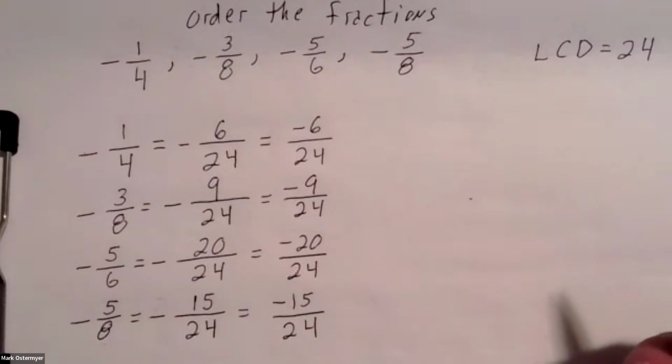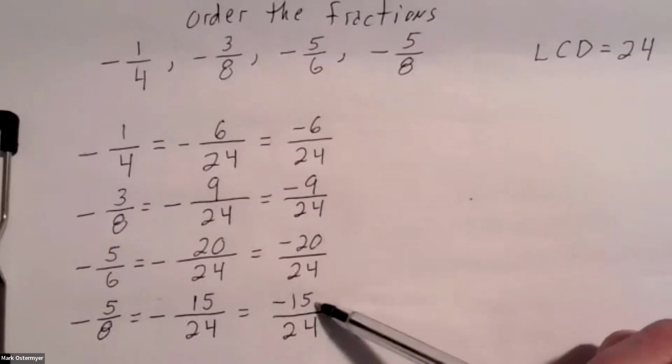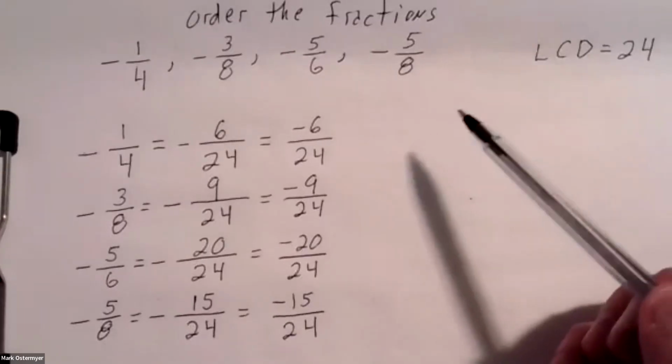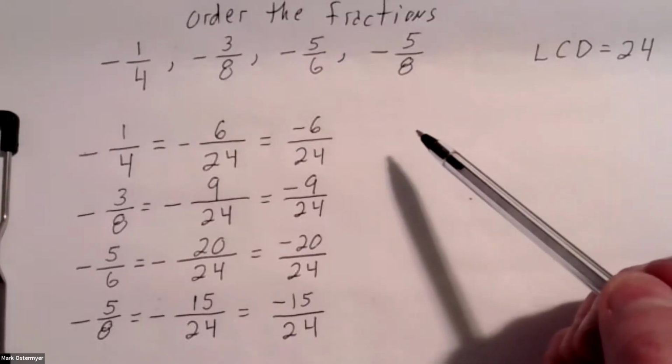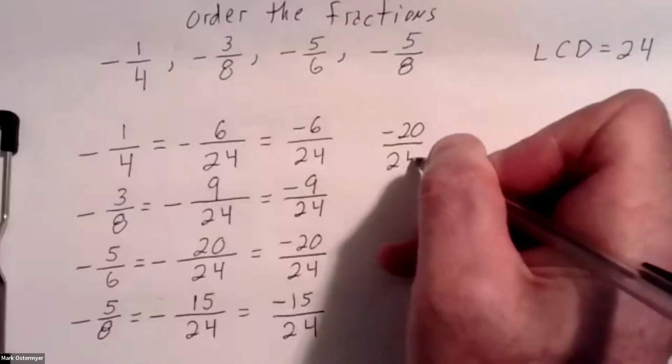So which numerator is the smallest of the bunch? -6. Careful, the smallest. Remember, the further you go to the left on the number line, the smaller your numbers get. -20 is furthest to the left on the number line of all the numerators, isn't it? So -20/24 is the smallest fraction of the bunch.